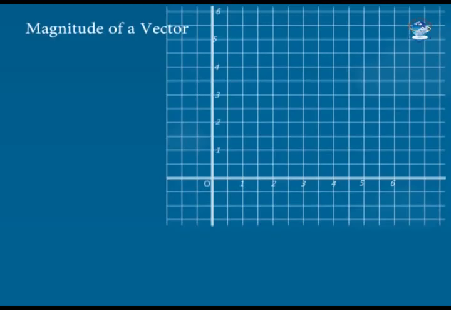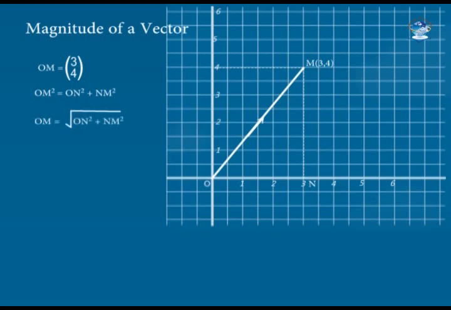Next, the magnitude of a vector. The magnitude or modulus of a vector is the length of the vector. For example, vector OM = (3, 4) is represented on the figure on your screen. OMN is a right-angled triangle. According to Pythagoras' theorem, OM squared is equal to ON squared plus NM squared. And therefore OM is equal to the square root of ON squared plus NM squared.